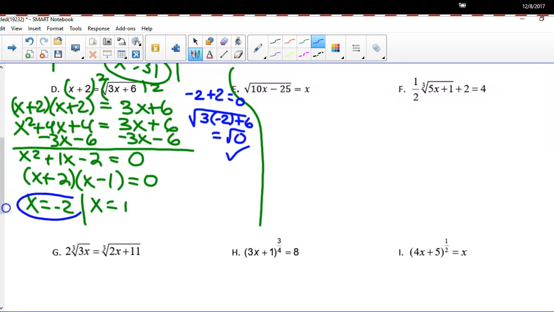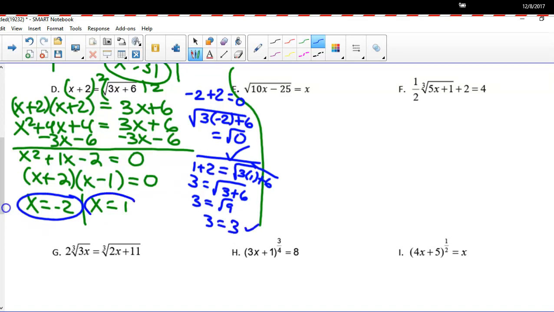That is correct. When we substitute in for 1, we're going to go 1 plus 2. We're going to see if that's equal to 3 times 1 plus 6, all under the square root. Is it true that 3 is equal to square root of 9? 3 equals 3. So in this case, both of our solutions checked, which is unusual. It doesn't always happen that way.